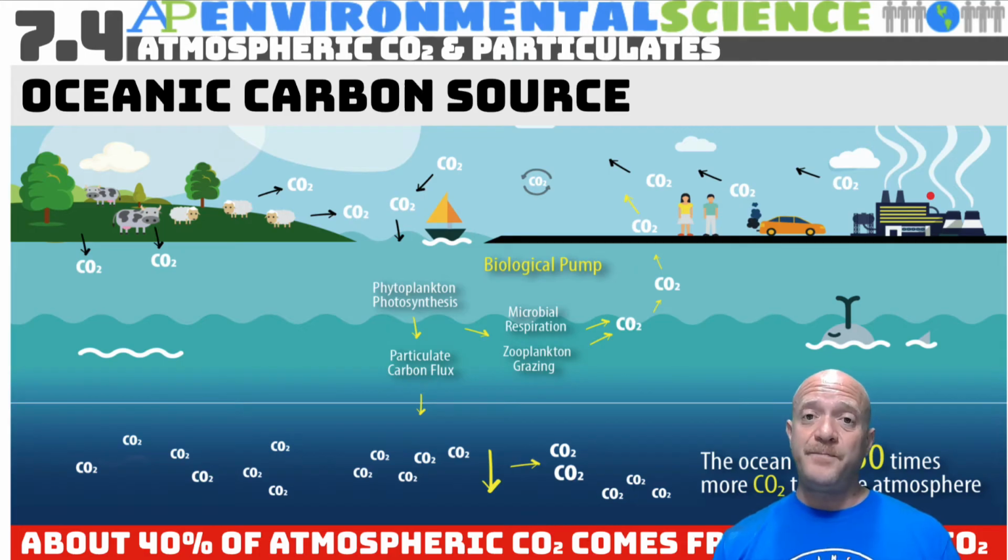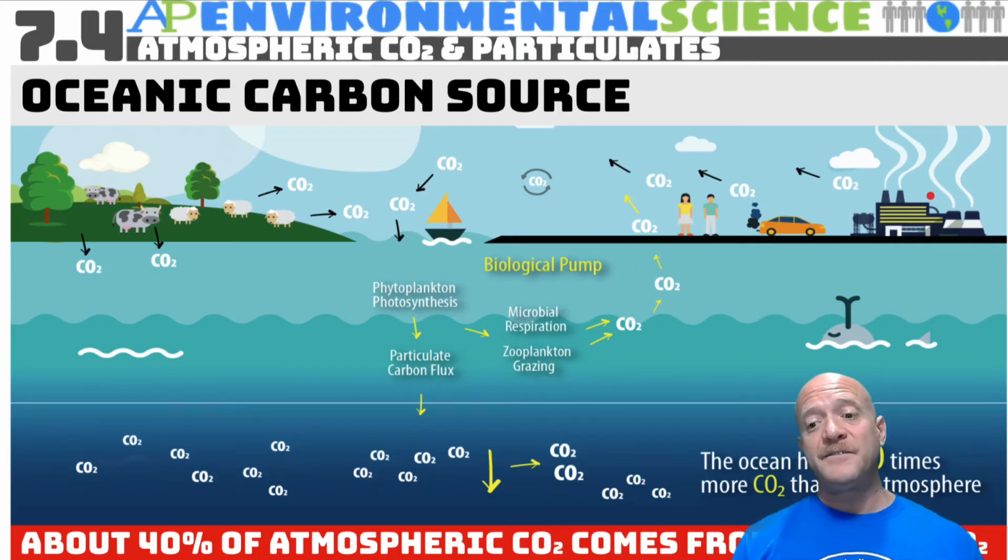Because a large portion of the Earth's surface is covered by ocean, that's why we have 40% of the atmospheric carbon dioxide coming from the ocean. And just one thing I wanted to point out, the ocean holds 50 times more CO2 than the atmosphere. That's a lot.